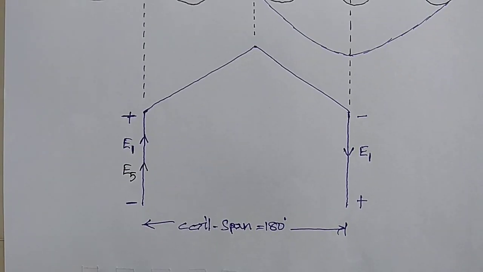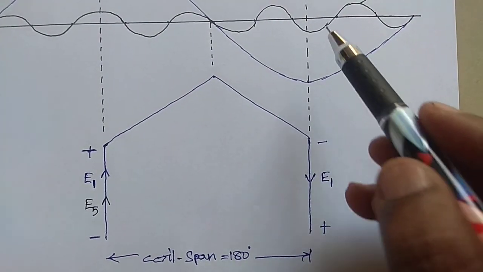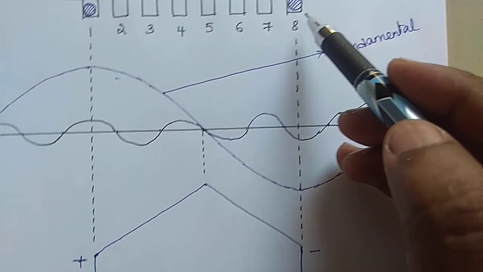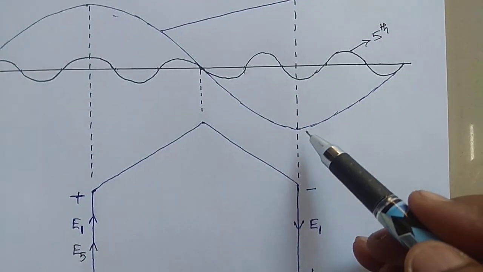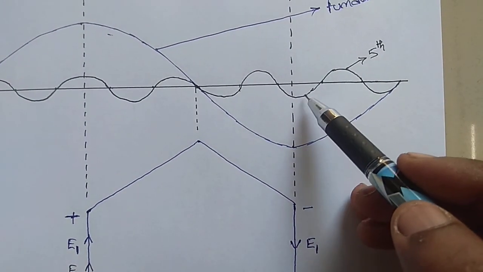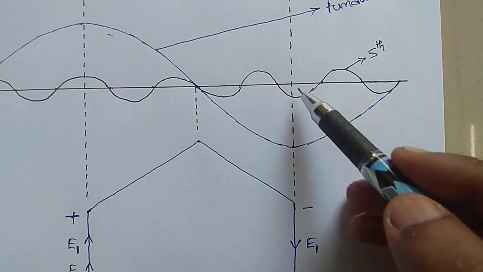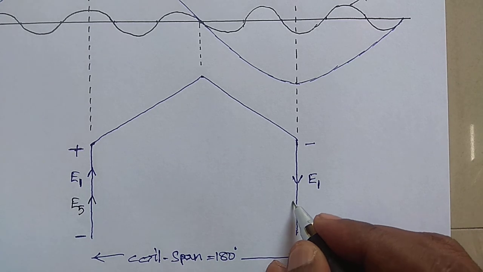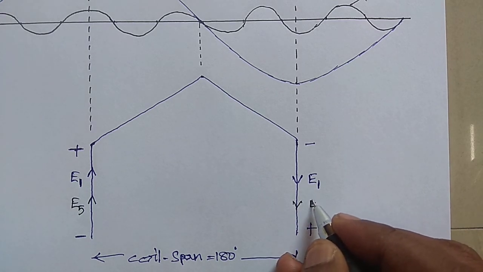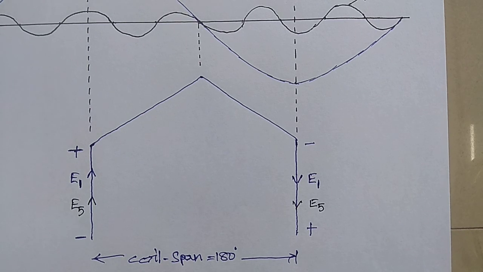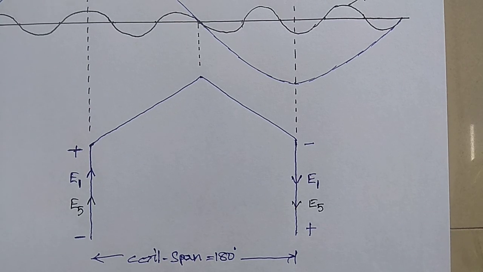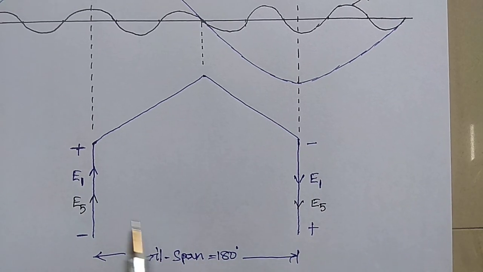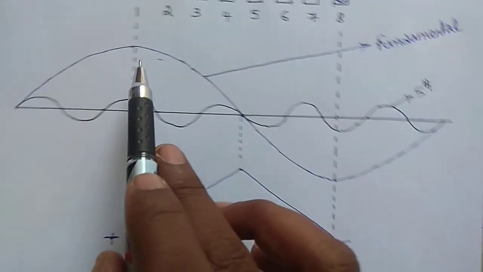Coming to the negative cycle, in the 8th slot position, which is under the south pole influence, the fundamental is negative. Here the fifth order harmonic is also at maximum negative position. So it induces one more EMF, in the same direction as E1. What is the resultant? The resultant must be added together, E1 plus E5. So it will affect our fundamental waveform.